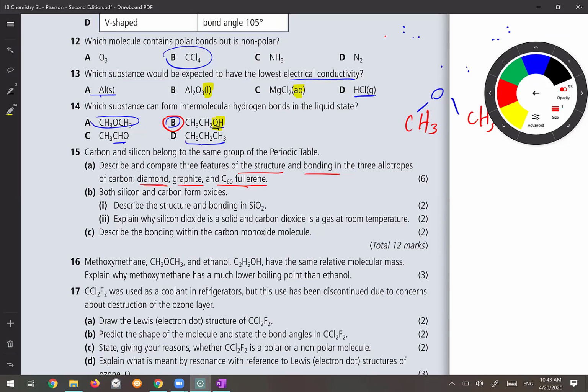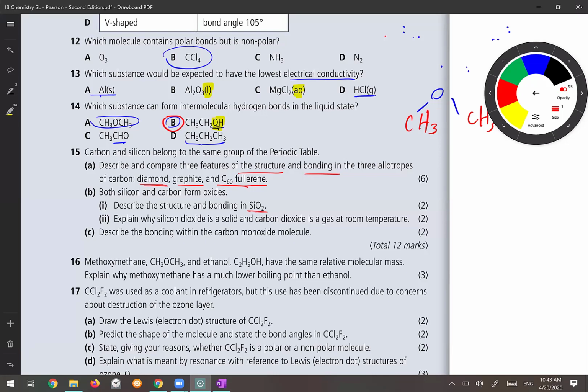Let's go to part B. It says both silicon and carbon form oxides. Describe the structure and bonding in SiO2. Again, you had this one. The structure is tetrahedral. Each silicon atom is bonded to 4 oxygen atoms. Each oxygen atom is bonded to 2 silicon atoms. The bond between them is a covalent bond. The oxygen acts as a bridge between the 2 silicon atoms. So you can explain this one.